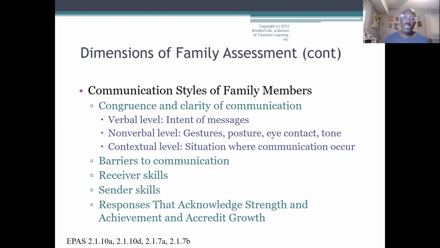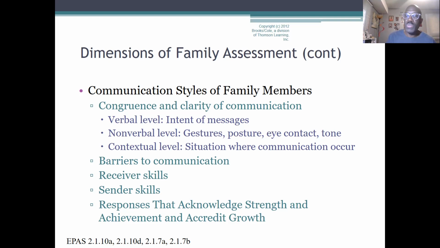How do people in families connect with each other? Paying attention to the nonverbals as well as the verbals, as well as the context, are going to be very important pieces. Looking at those barriers to communication, those receiver skills: is the information that I'm sending out to the family being received? Am I, as the sender, sending things out in a way where it's not receivable, or it is receivable? And then respond and acknowledge the strengths and the achievements and the growth.